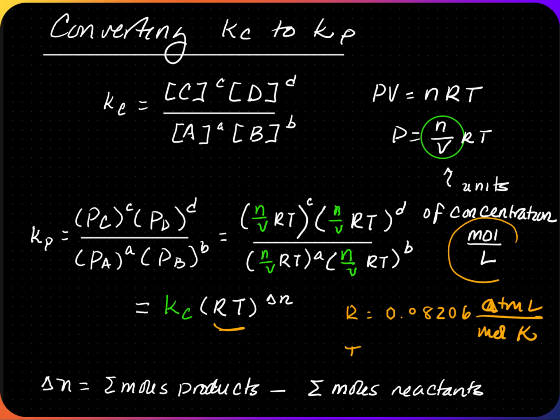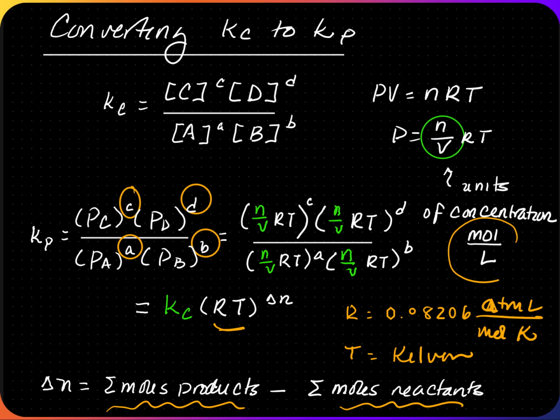Temperature must be in Kelvin. And delta n is these exponents right here, which are the moles, or the coefficients of the balanced equation. When we multiply exponents, we add, and when we divide, we subtract. So delta n is the sum of all the moles in the products minus the sum of all the moles in the reactants. So again, please note, if partial pressure is given, you are solving for Kp. If molarity is given, you are solving for Kc, because there is a conversion between Kc and Kp. This only occurs when all the substances are in the gas state.